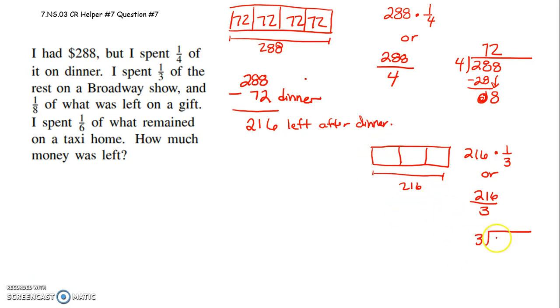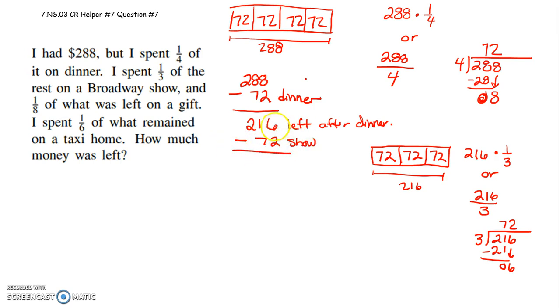3 goes into 216. 3 goes into 21 7 times. 7 times 3 is 21. Subtract off, it's a 0, bring down the 6, 3 goes into 6 twice. Oh gosh, it's $72 again. So that means from the 216, we're going to spend $72 on a Broadway show.